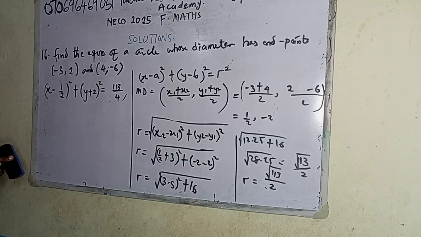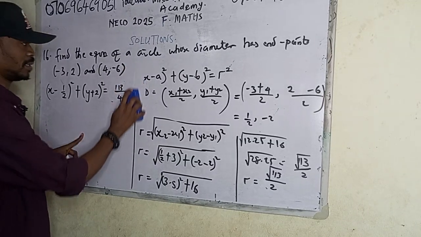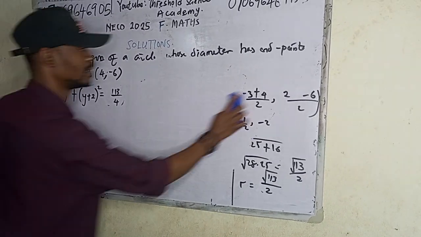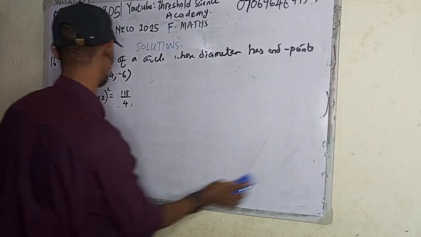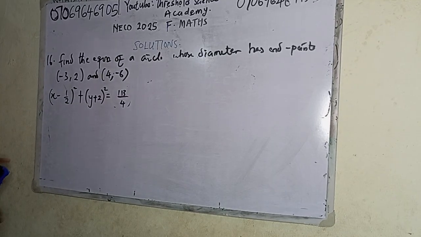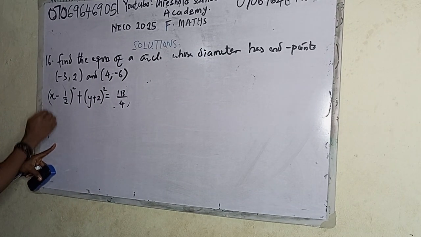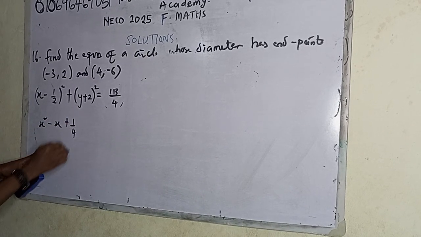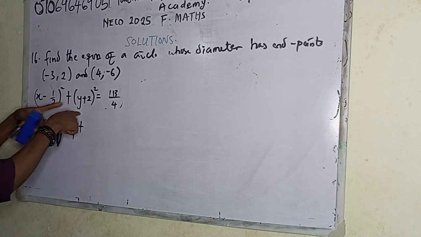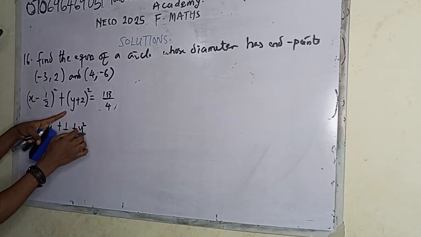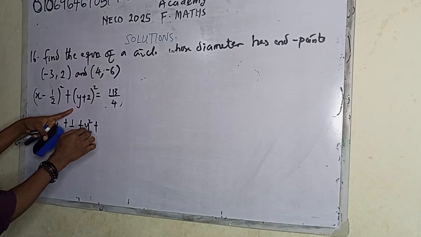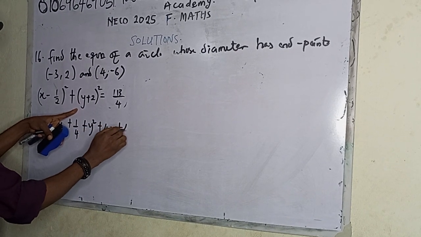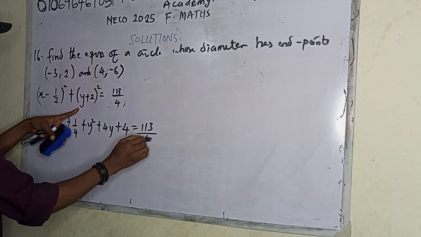So the next thing I do here is to try and open the bracket. I don't think I need anything here again. So I'm going to just open the bracket. If I open this bracket, that's going to give me x squared, then minus x, then plus 1 all over 4, plus y squared, plus 4y, then plus 4 equals 113 all over 4.